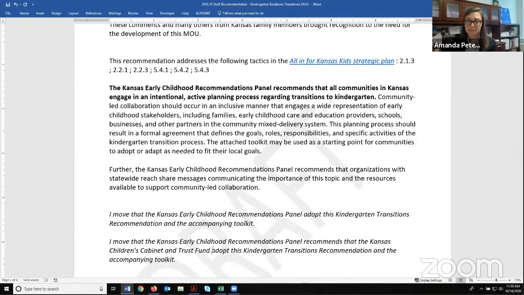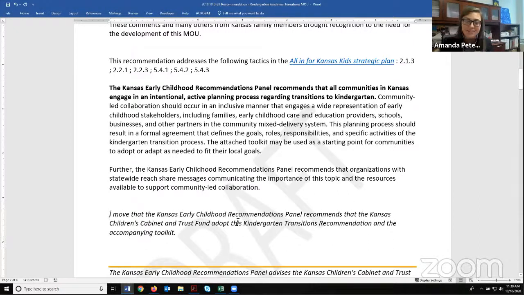All right, I'm going to ask panel members, as we have been doing, either raise your hand or do a thumbs up emoji in the chat. I don't think I see anybody who's not in agreement, but if you would like to vote no or to abstain from the vote, it would be helpful if you would come off mute and say your name. I will clearly say that the Early Childhood Recommendations Panel unanimously passes that motion. Congratulations. We've made our first successful recommendations as the Kansas Early Childhood Recommendations Panel.